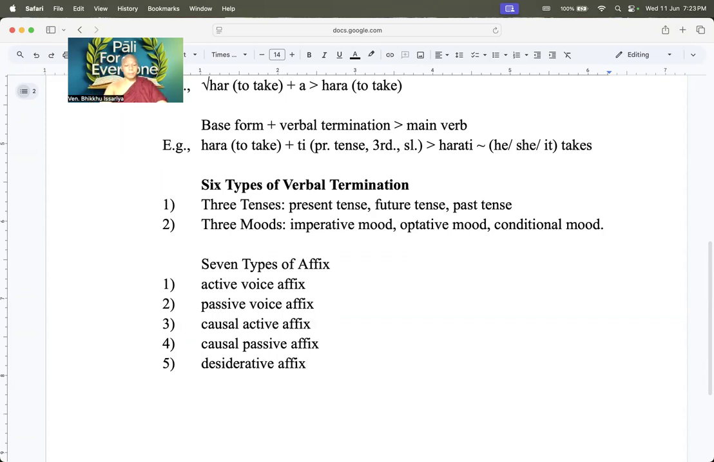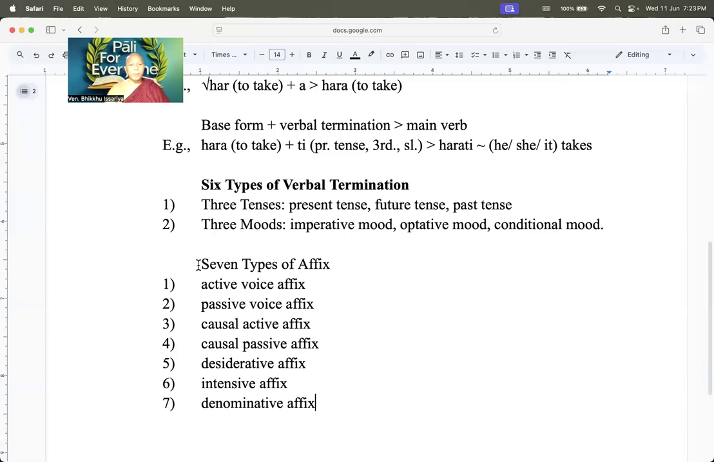And then the sixth one is the intensive affix. And now the last one is the denominative affix. Okay.